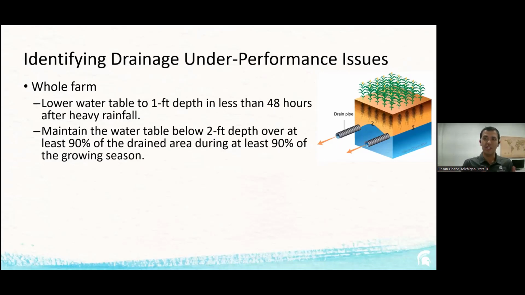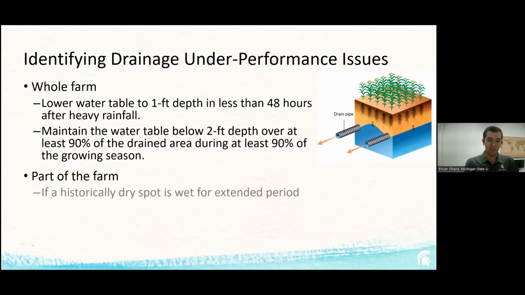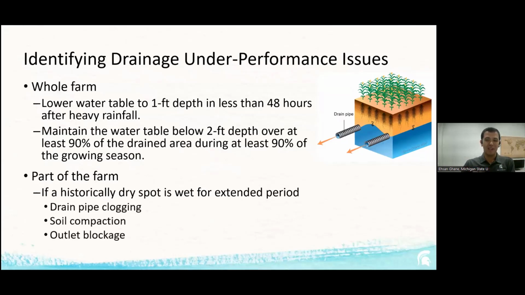For example, too much water stress. So that's something that you would find there. But if you're looking at part of the farm, not the whole farm, you see a spot that historically in the past was dry. And all of a sudden from this spring season onwards, or this fall onwards, you see water standing there. It wasn't there before. That's a sign that there could be a pipe clogging, soil compaction, or an outlet blockage. So, whole farm and part of the farm.